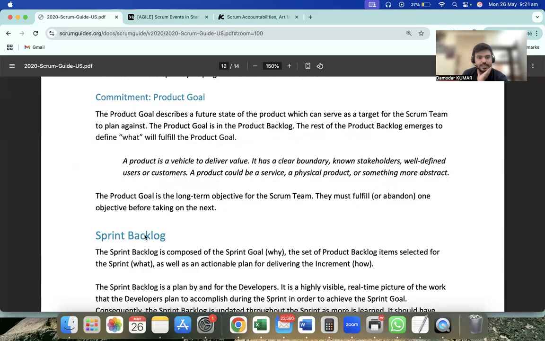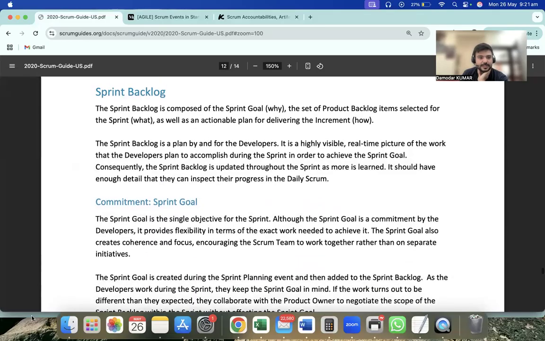Let's go to the second artifact, the sprint backlog. Although I have already explained that the sprint backlog is composed of the sprint goal, the why, the set of product backlog items selected for the sprint, and an actionable plan for delivering the increment. This was explained in the last class also, what comprises the sprint planning. The sprint backlog is a plan by and for the developers.